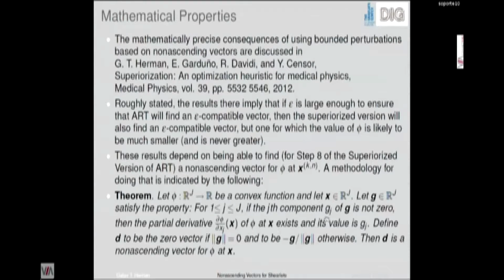Some of the partial derivatives may not even exist. But once you have produced such a g, then we can define d, which is my intended non-ascending vector, to be the zero vector if g is the zero vector, and minus g divided by the norm of g otherwise. So it's something like the negative gradient, except that I made my life simpler because I'm not worried there are places where g is zero. So this is a theorem for producing non-ascending vectors.